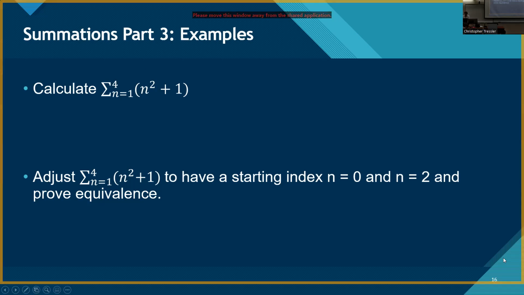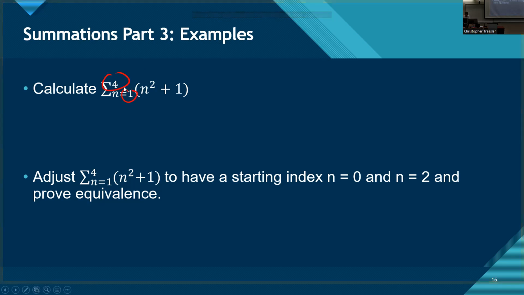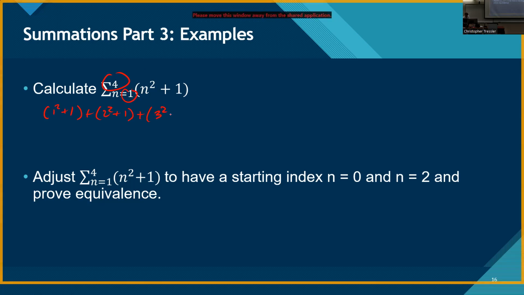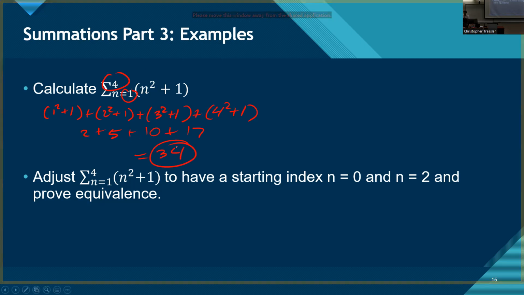So we're going to start off. How are we going to sum this up? We're going from 1 to 4. So I'm going to start by saying n squared plus 1. We're going to say 1 squared plus 1, plus 2 squared plus 1, plus 3 squared plus 1, plus 4 squared plus 1. And that would be it, right? Because we're just going from 1 to 4. So this is going to be 2 plus 5 plus 10 plus 17. 2 plus 5 is 7, plus 10 is 17, plus 17 is 34. Okay, so that's our final answer, right?